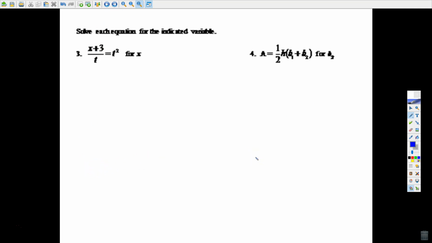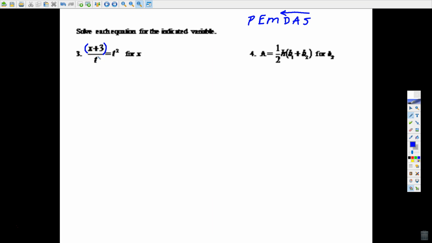Okay, let's solve for the indicated variable. So this is going to involve PEMDAS in reverse. PEMDAS backwards. We're solving for x in number 3, so I always like to do this. Not many people do this, but because division into x also requires division into 3, I can't just divide into one and not the other.